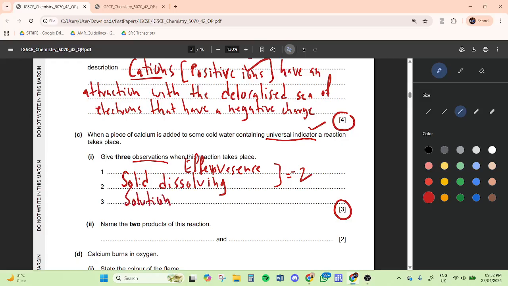So what color do we associate with alkali solutions? It's blue. So this is weird, I'm writing in red, so I'll just highlight that. Blue. So it turns blue. So that's your 3rd mark there.